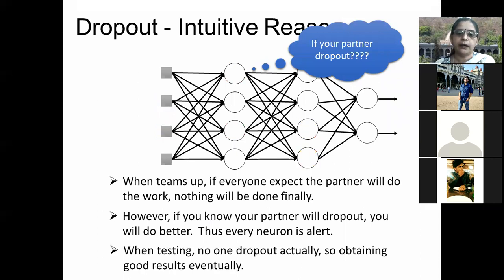So when testing, no one drops out actually, so we obtain good results, eventually we will get good returns, because during testing we are considering all the nodes.